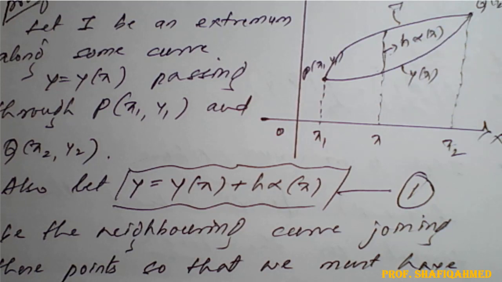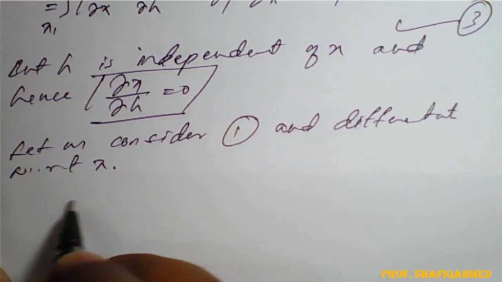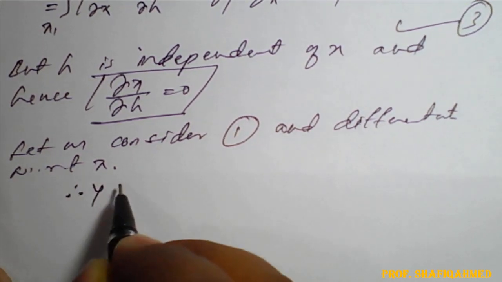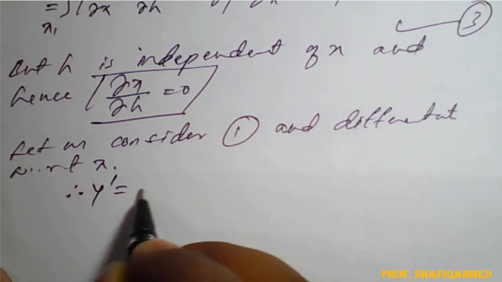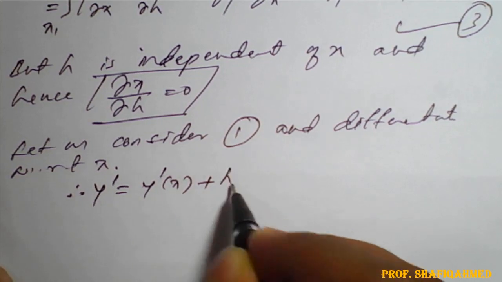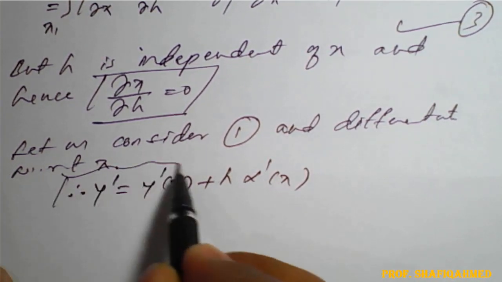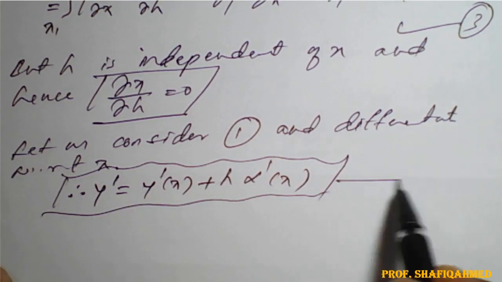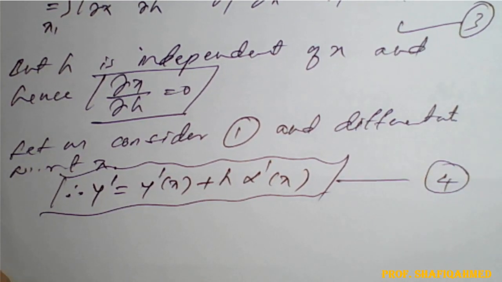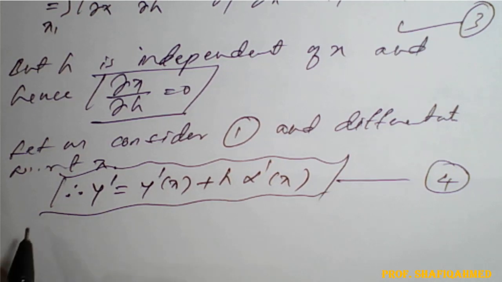So the differentiation with respect to x of equation 1 will be written as, on differentiation, y(x) will become y'(x), h is a constant, that is height, alpha'(x). So I will give this as equation number 4. Now using result number 4 in 3, we'll see what happens.